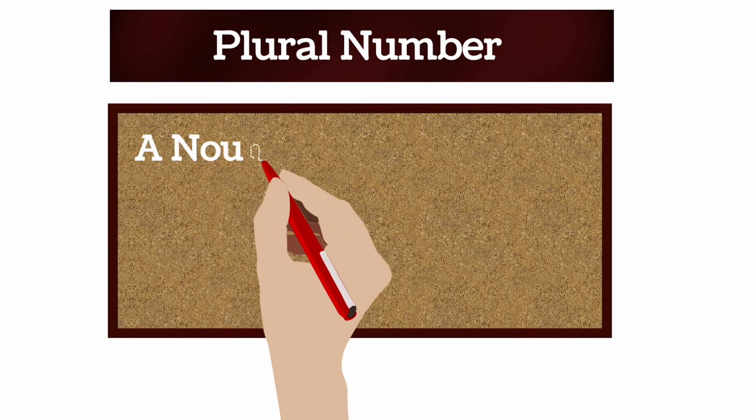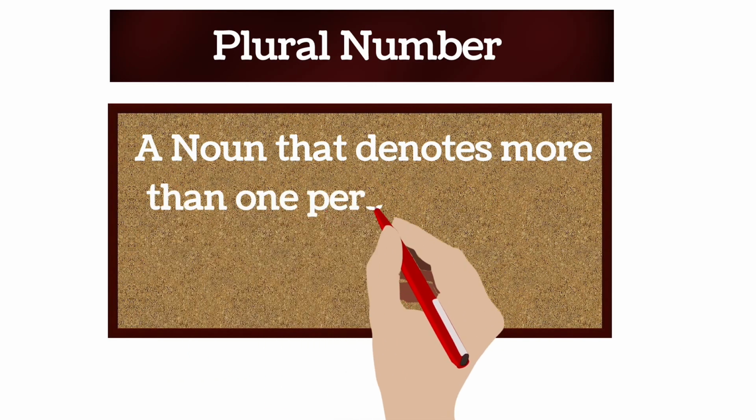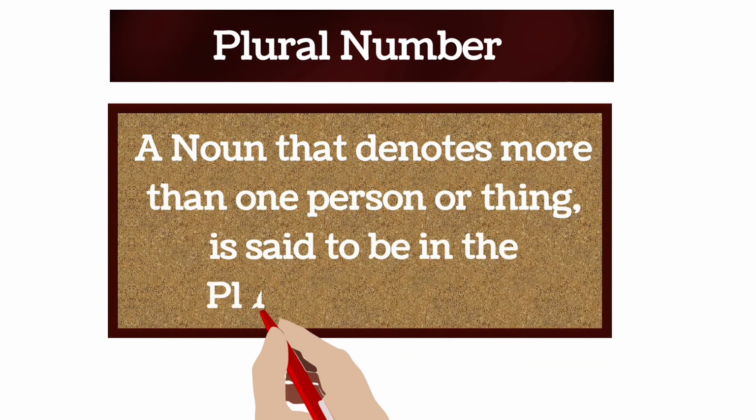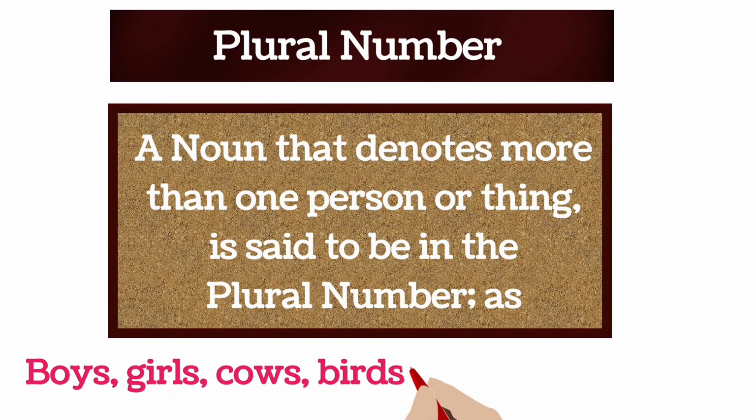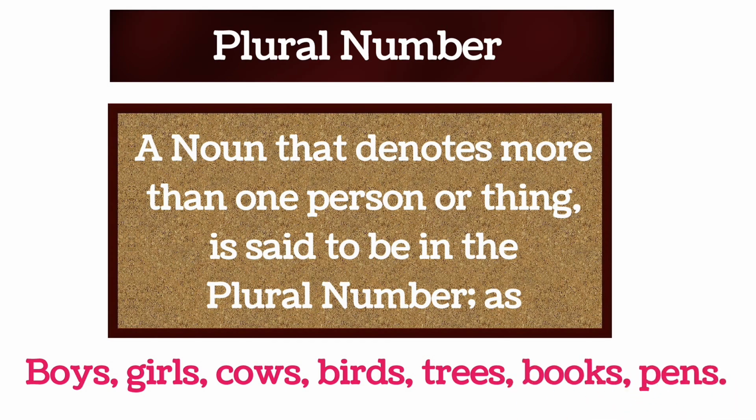What is plural number? A noun that denotes more than one person or thing is said to be in the plural number. Is boys, girls, cows, birds, trees, books and pens, etc.